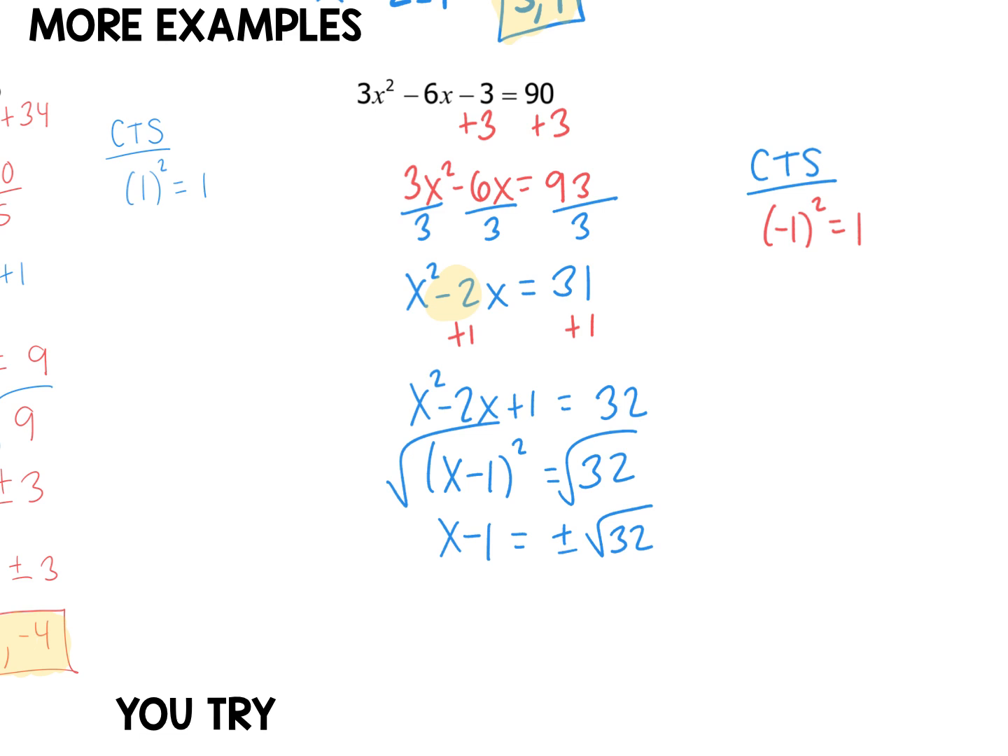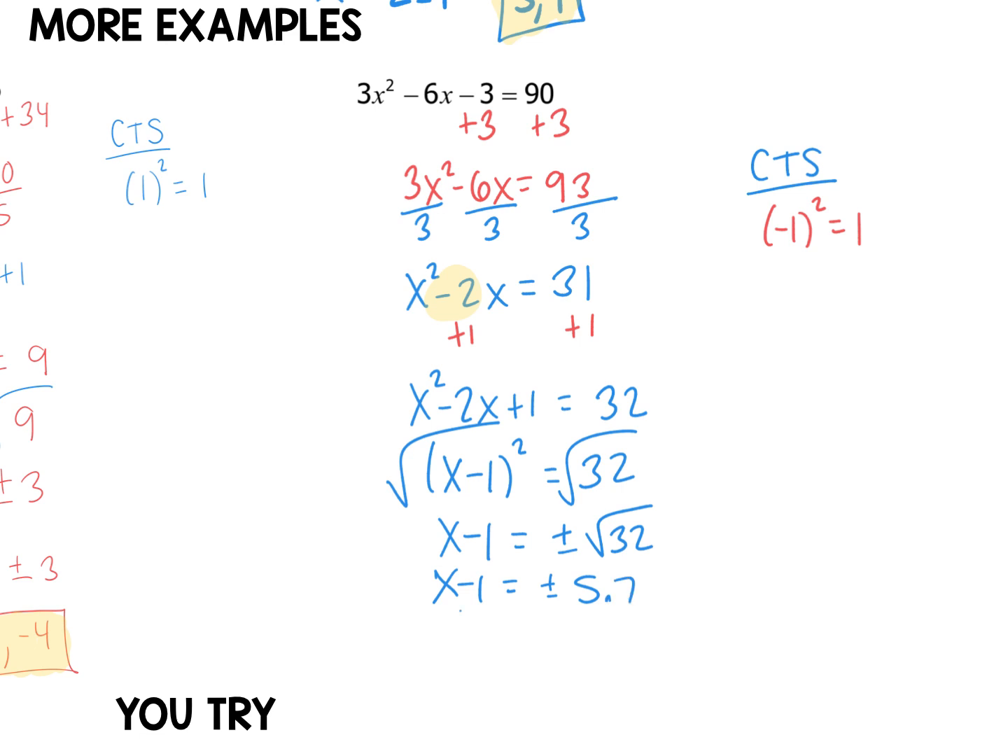32 is not a perfect square, so I'm going to approximate it on the calculator. I know it's going to be 5 point something, because 5 squared is 25 and 6 squared is 36, but the square root of 32 is 5.7 approximately. So I'm going to say x minus 1 equals plus or minus 5.7.